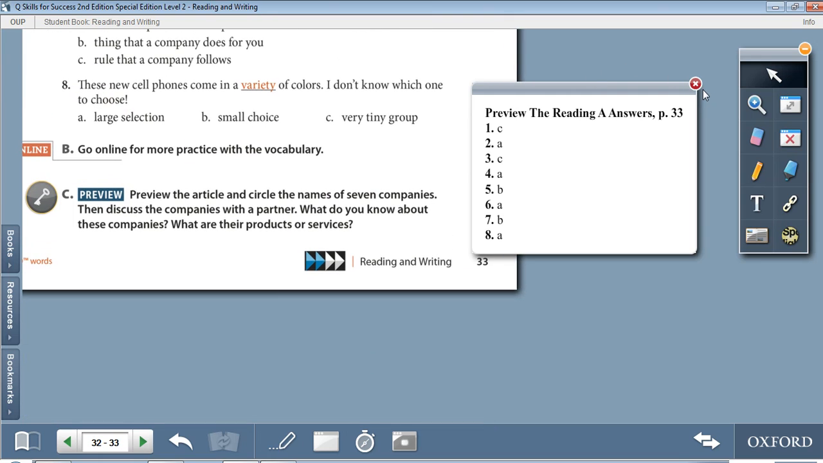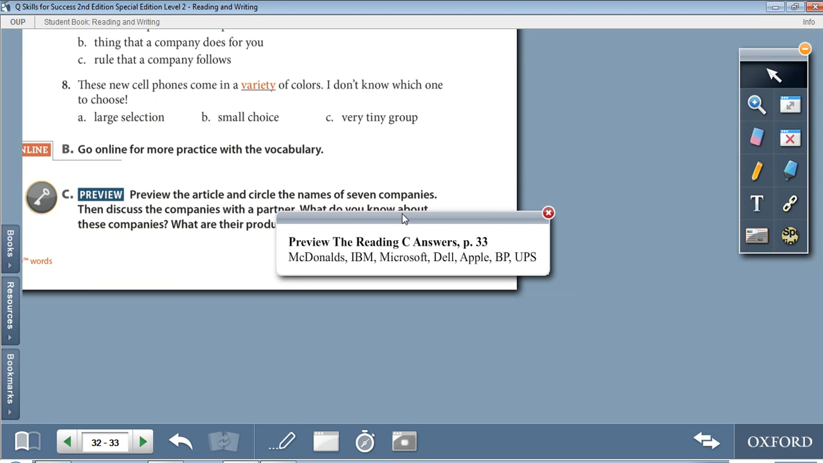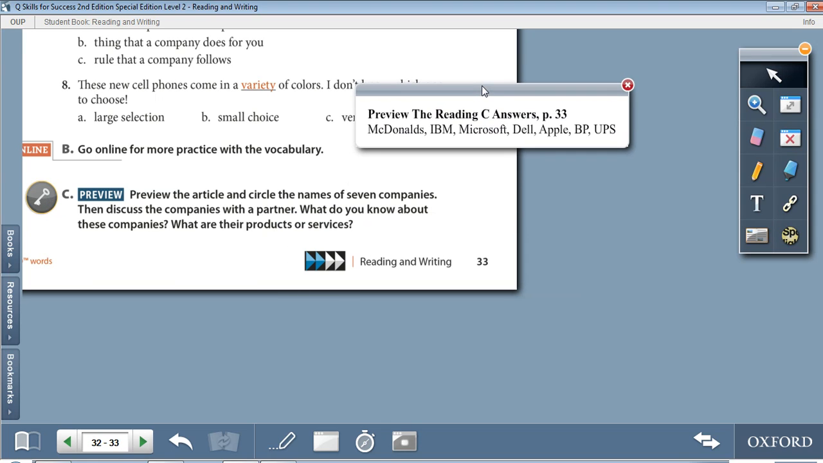Moving on to the preview section. Preview the article and circle the names of 7 companies. Then discuss the companies with a partner. What do you know about these companies? What are their products or services? Now you can review the text quickly, and the companies are McDonald's, IBM, Microsoft, Dell, Apple, BP, and UPS.